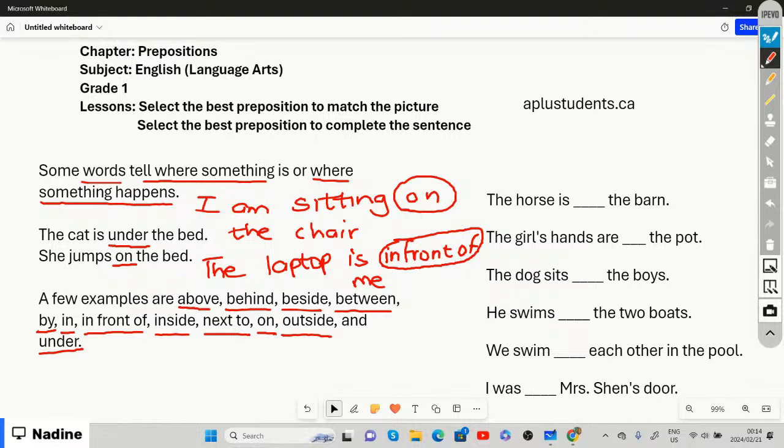So now we can also say, the heater, let's say the heater is by my feet, right? So now you have the heater by your feet and it's heating up your feet. And that basically tells us where something is.